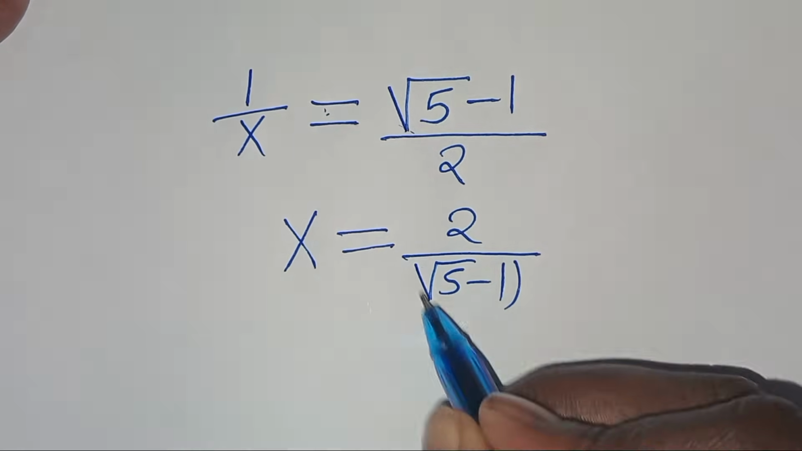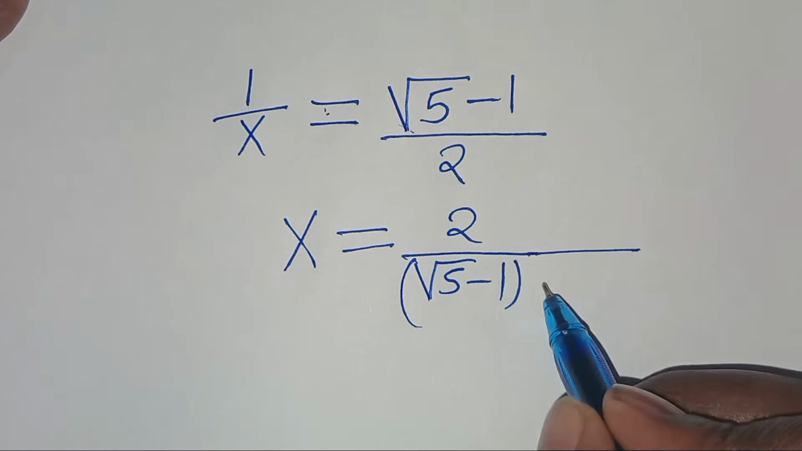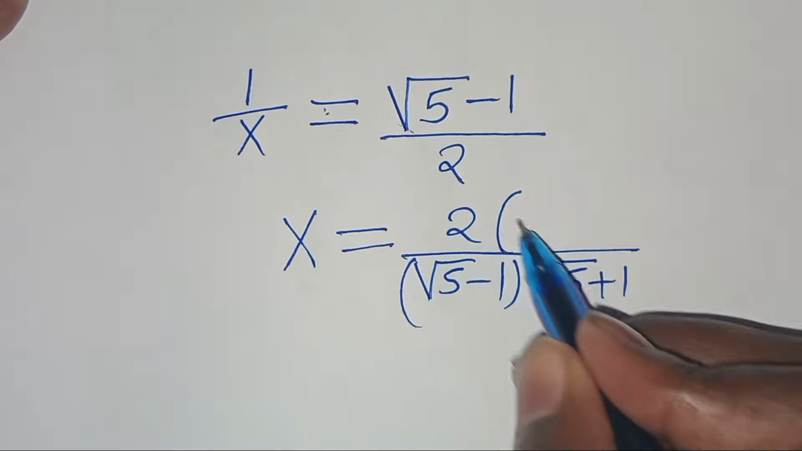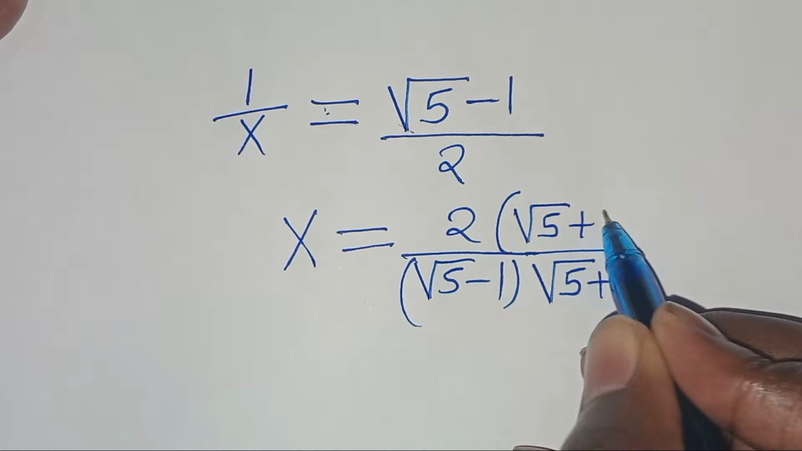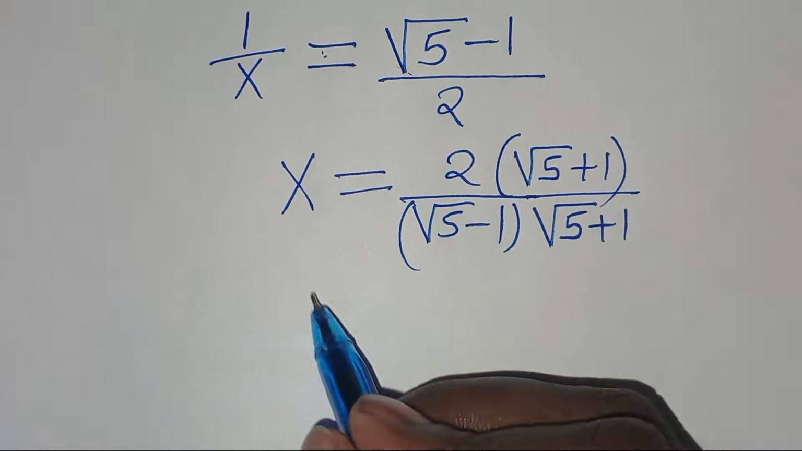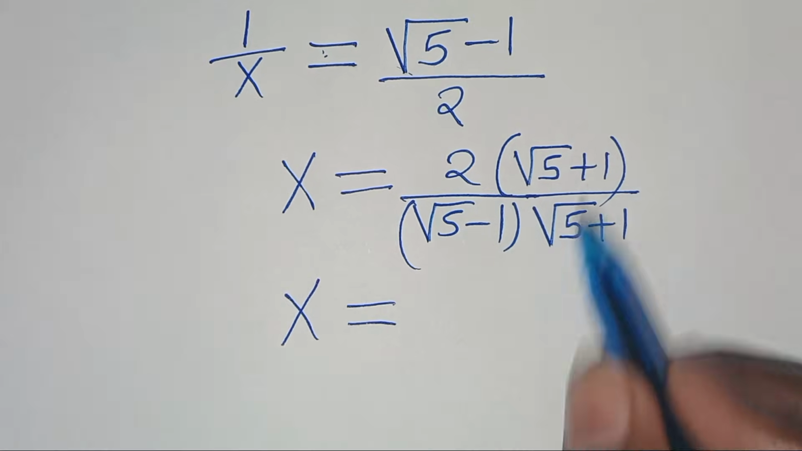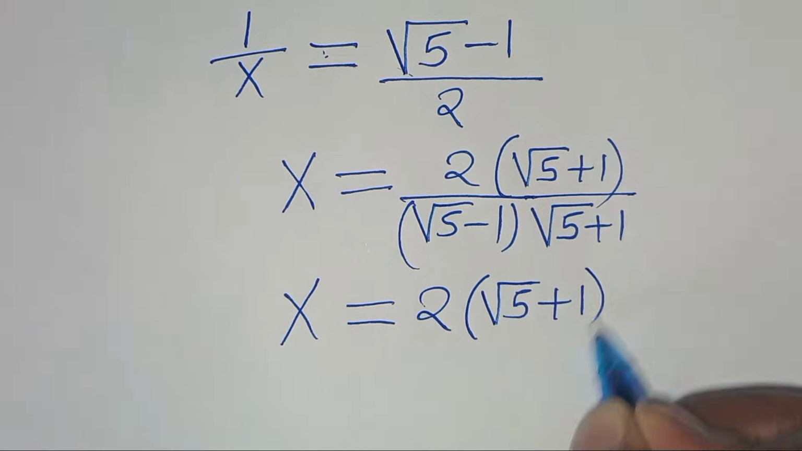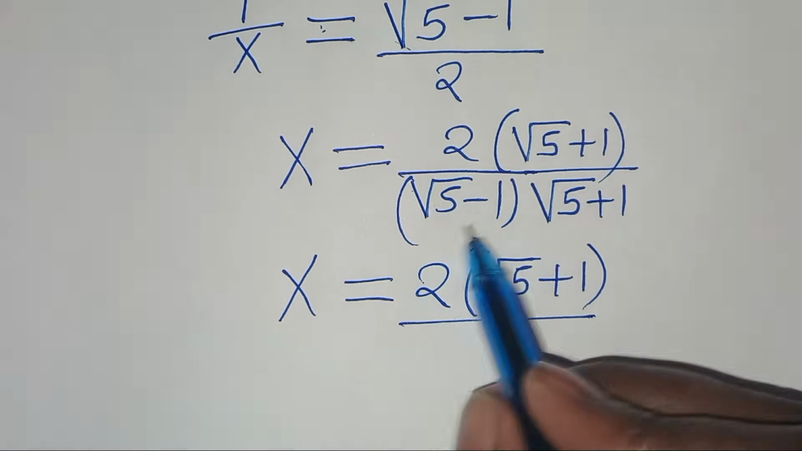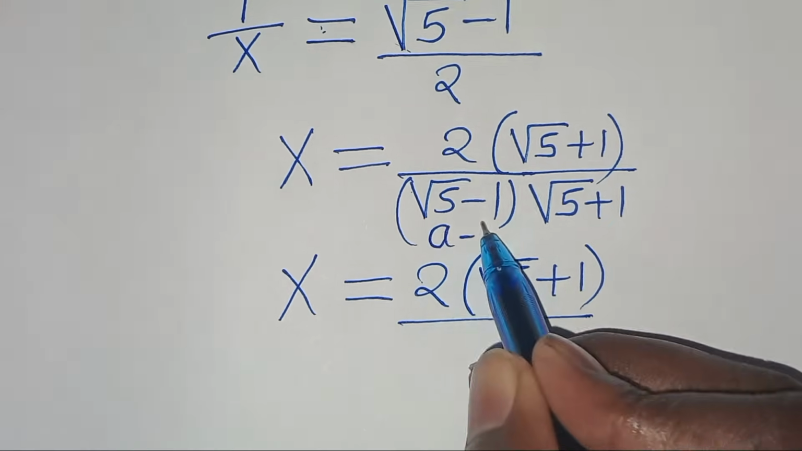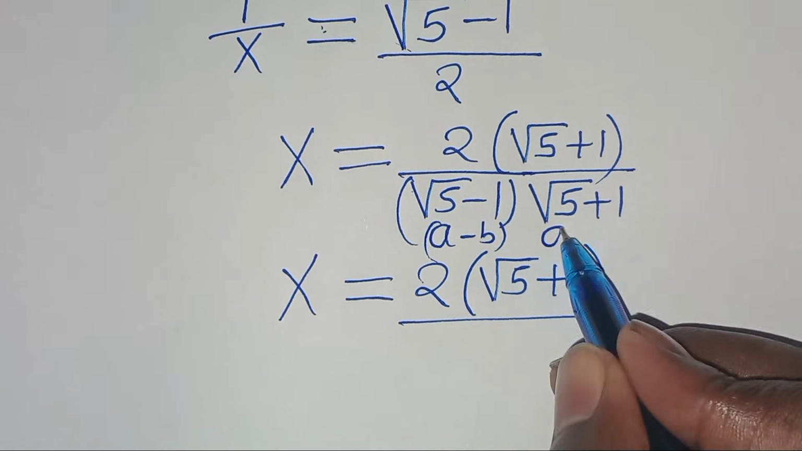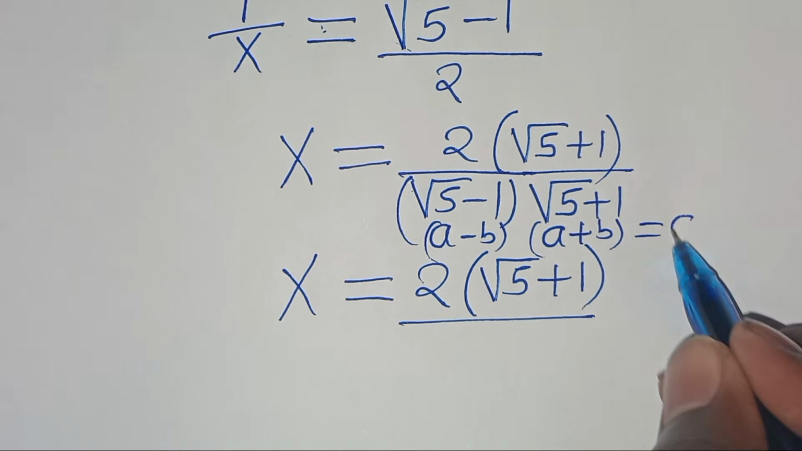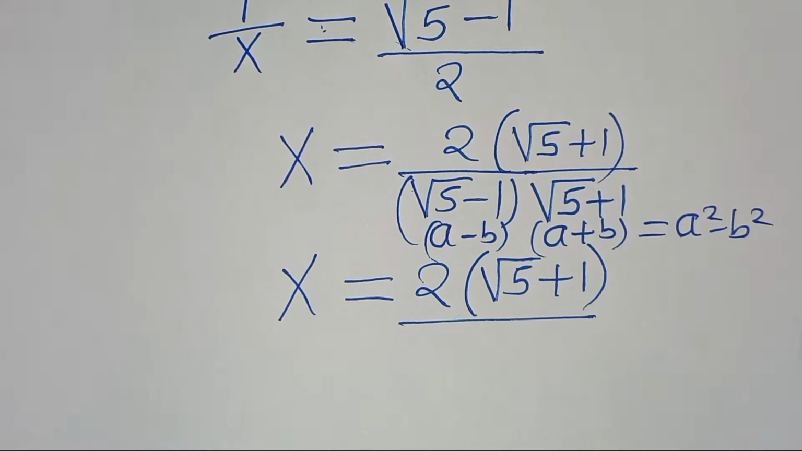So let's introduce a conjugate here. Let's rationalize the denominator here. The conjugate is square root of 5 plus 1. And in the numerator, we have square root of 5 plus 1. So that now we have x is equal to, in the numerator here, we have 2 multiplied by square root of 5 plus 1 divided by square root of 5 minus 1. This is in the form of a minus b multiplied by square root of 5 plus 1, this is in the form of a plus b, which we can express as a squared minus b squared.